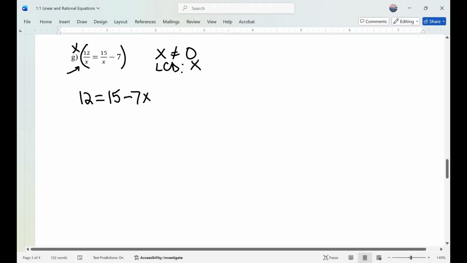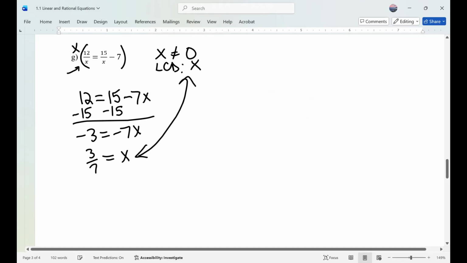So now I want to move my 15 because I'm trying to solve for x. That'll give us -3 equals -7x. And then divide by -7, so I end up with x equaling 3 over 7. Well, again, I can't say that's my answer. I've got to check with my extraneous solution, and you may want to write that every time so that you don't forget. The 3/7 does not match the 0, so our answer is 3/7.